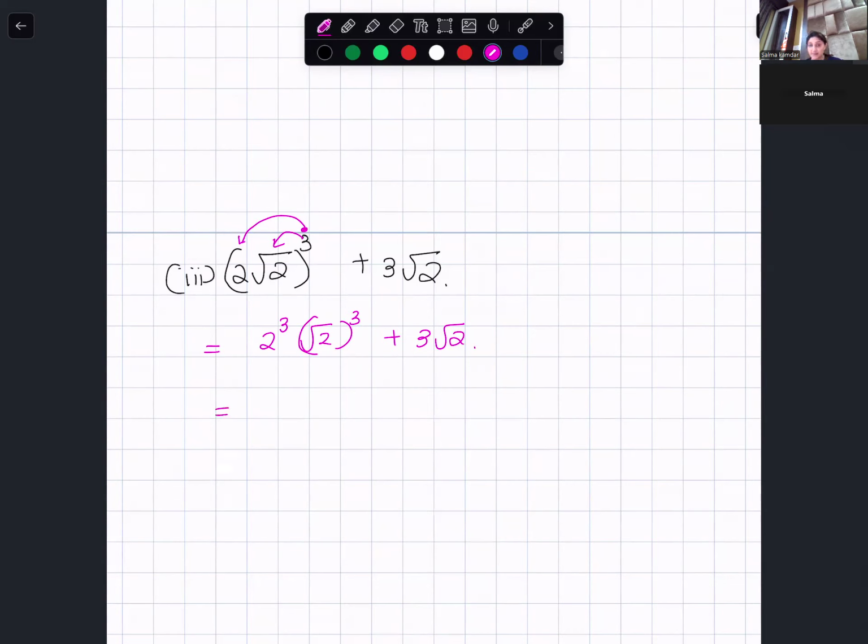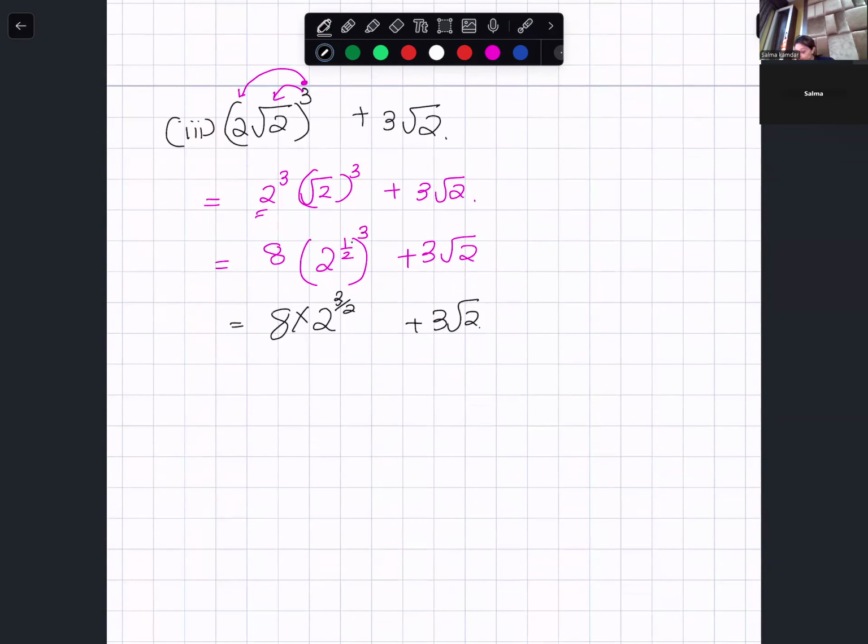Okay. So this becomes 2 cube is nothing but 8. Root 2 is nothing but 2 raised to half, and this is 3, plus 3 root 2. This is 8, 2 raised to half into 3. So it would be 3 by 2 plus 3 root 2. Okay. If I say 3 by 2, I need something which is root 2 over here. Root 2 is nothing but 2 raised to half. So this will become 8.